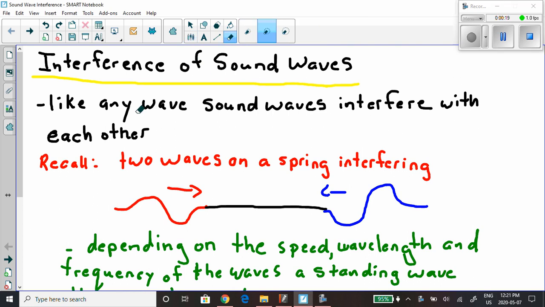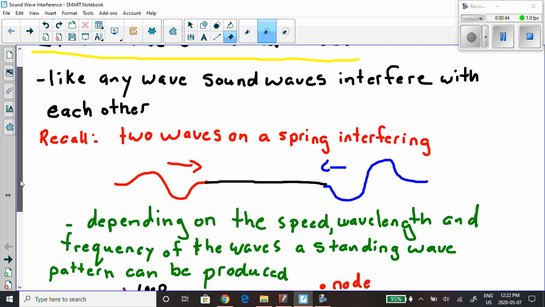So, like any wave, sound waves interfere with each other. Now, where have we seen that before? Well, I want you to recall two waves on a spring interfering with each other. You would have a wave coming in from one side, another wave coming in from the other side, and then they would meet here. We've studied this in the past, and they would interfere with each other. So what I've written here is depending on the speed, the wavelength, and the frequency of the waves, a standing wave pattern can be produced.